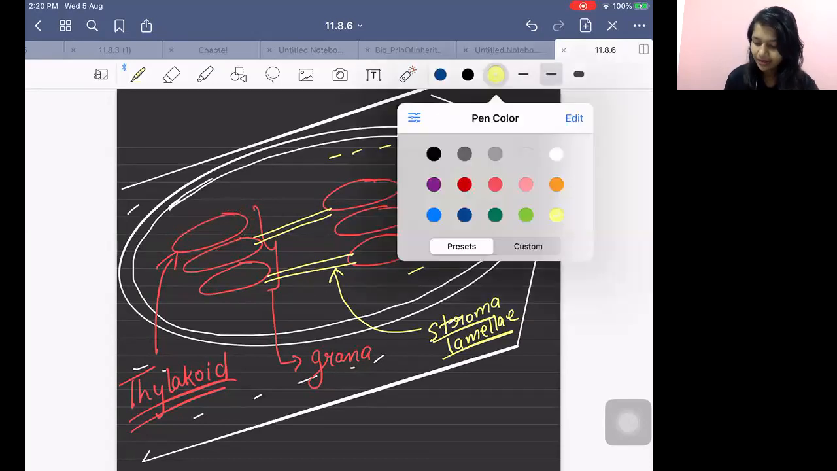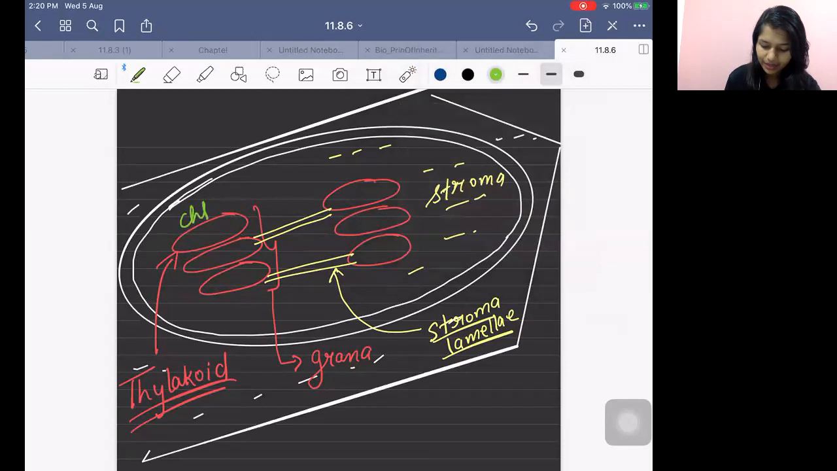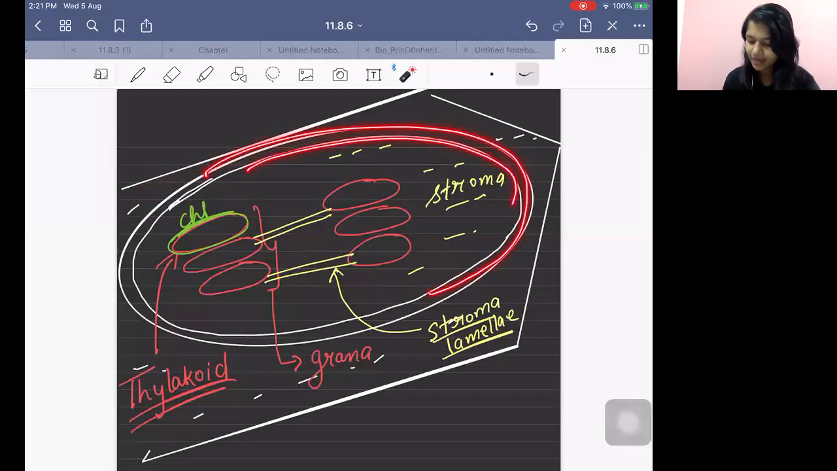Here you will have chlorophyll on the membrane of thylakoid. Got it? So if someone asks you, where do you get chlorophyll? In the chloroplast, you get it on the membrane of thylakoid. So this is your outer membrane. This is the inner membrane of chloroplast. Where is it present? It is present in the mesophyll cell of the leaf.